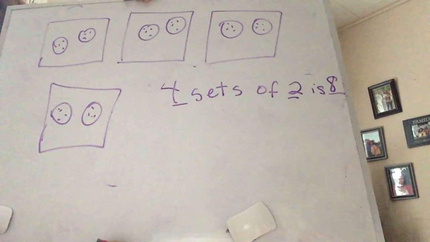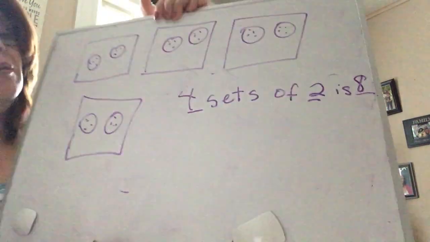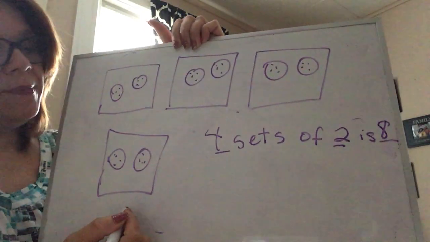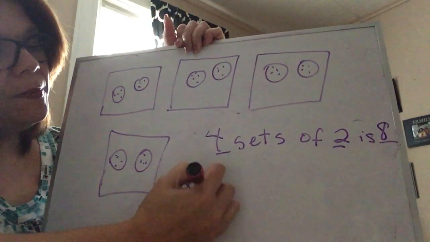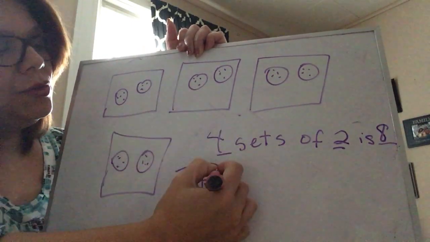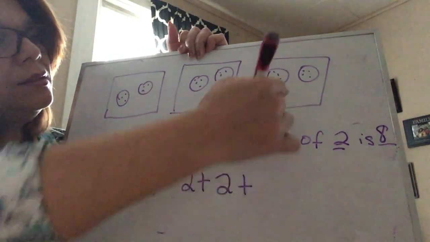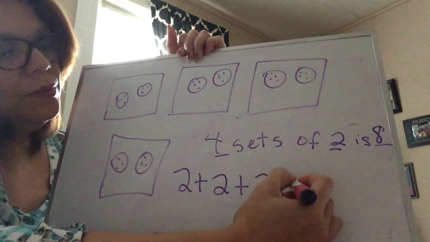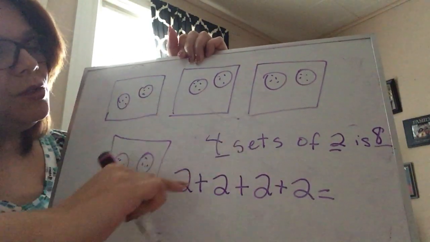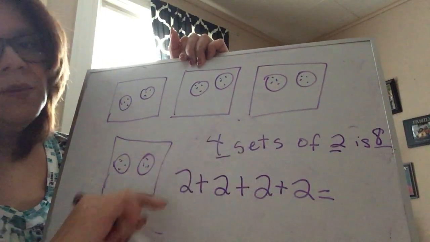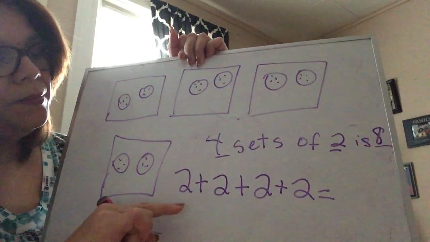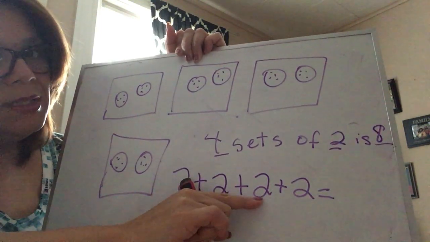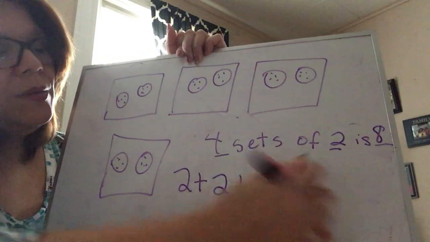We can use repeated addition to find the answer. So we're going to count how many cookies are in each napkin. So we have 2 plus 2 plus 2 plus 2. 2 plus 2 plus 2 plus 2 is equal to, let's see, 2 plus 2 is 4. 4 plus 2 is 6. 6 plus 2 is 8.